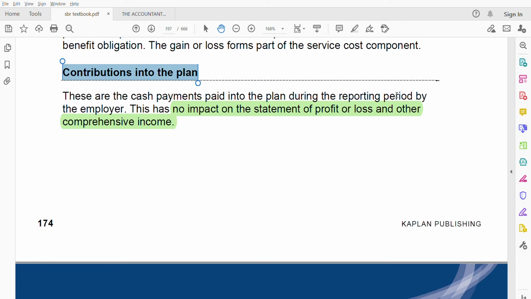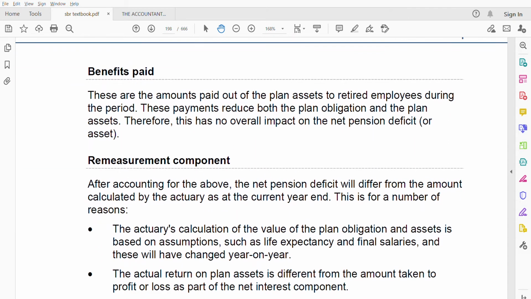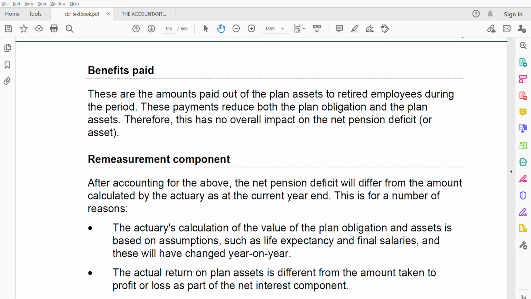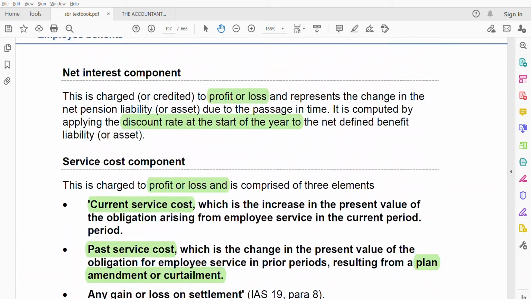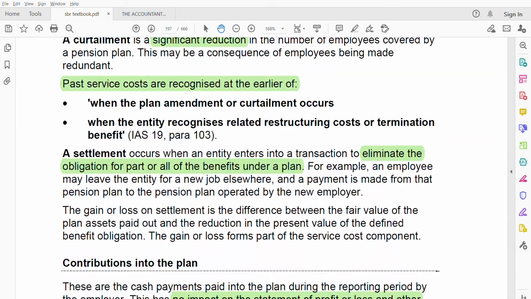But other things have an impact, like your service cost and your net interest. These will go in the profit and loss account, but not the contributions into the plan. What about the benefits paid? Remember this pro forma? There was no benefits paid for this, but at times you might have the benefits paid also. An amount will be given for the benefits paid. So now they are describing it. What is the benefits paid?